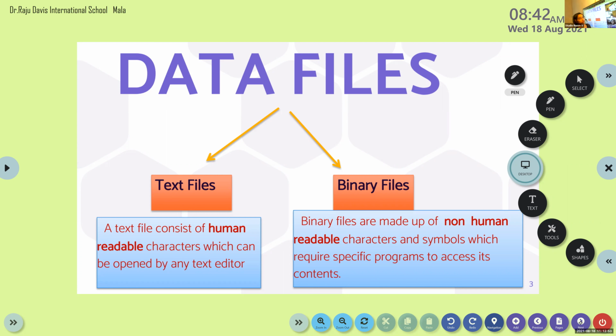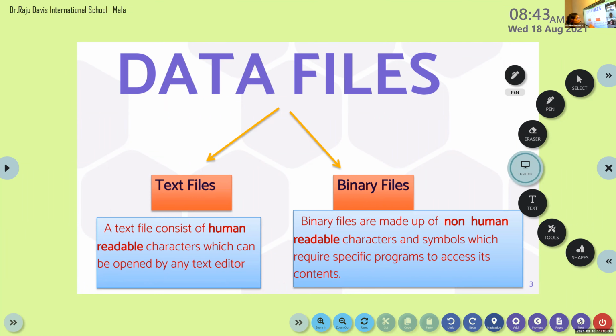And while coming to the binary file, it contains characters which are not recognized by us. Those who have joined now for the first time, I think you have seen some messages in which we can see only boxes and all, isn't it? Yes or no? Yes, ma'am. In which we can't understand that language. So that type of file is known as a binary file, which is not understood by us. But it is familiar to whom? To the machine, isn't it?